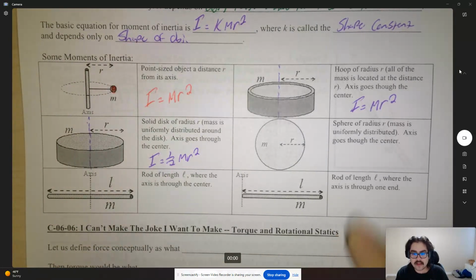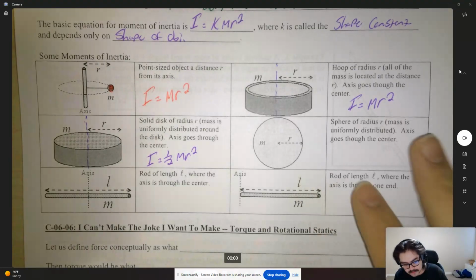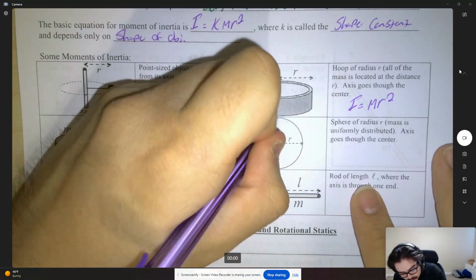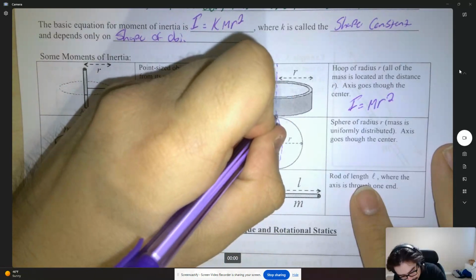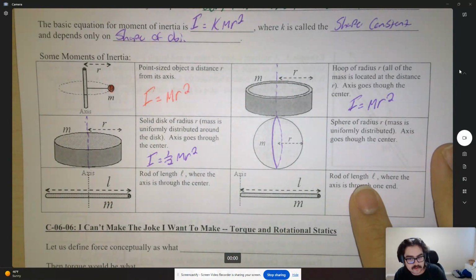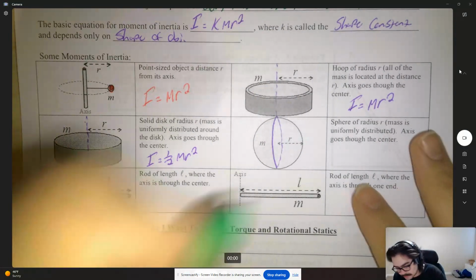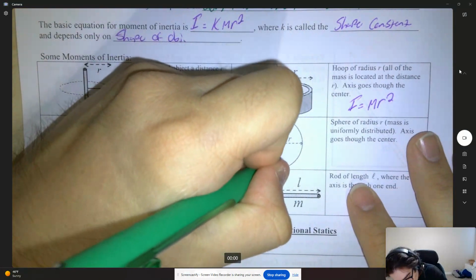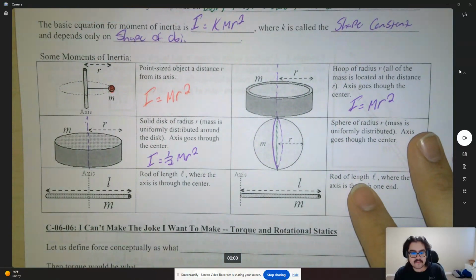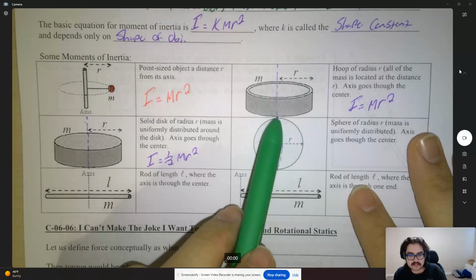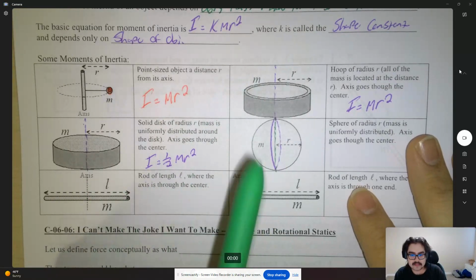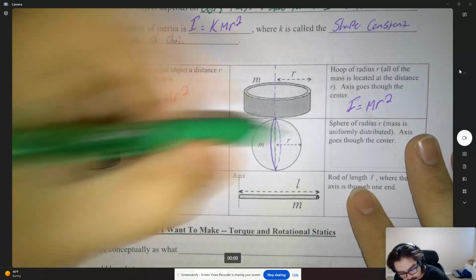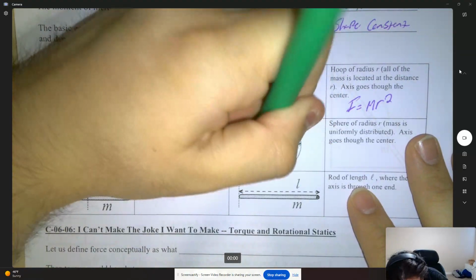If you have a sphere, and the axis goes through the center, here's your sphere. I should have drawn that the other way, because that's how spheres are typically drawn. Let me just draw it again. Okay, so it's a sphere.